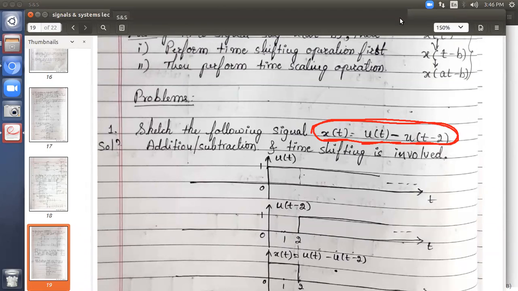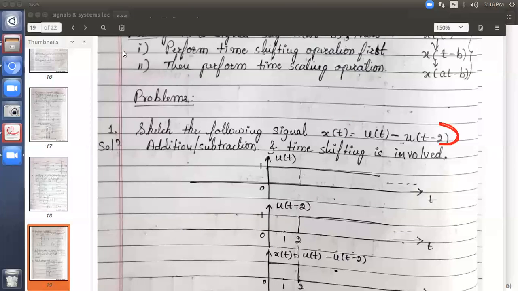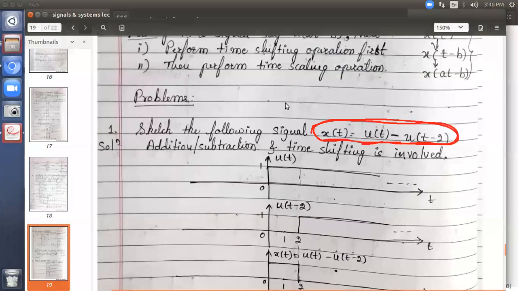Two operations. Which are those? U of t minus 2. Two operations, okay, correct. But which are those two operations? First, u of t minus 2: shifting. Very good. One operation is shifting, u of t minus 2. And what is the second operation?